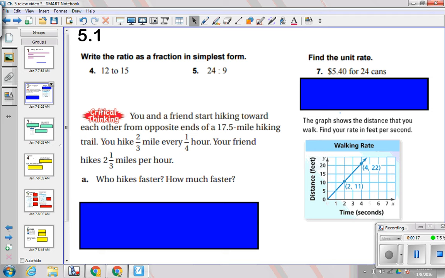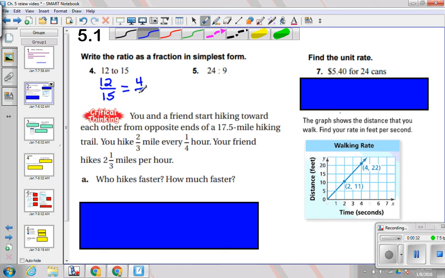Okay, so for 5.1, we learned about ratios and rates. For ratios, when it says to write it as a fraction, we write it with the first number on top as our numerator, and then we have to simplify fractions. So this would be 4/5. Same deal for the second one. We have 24/9 that simplifies to 8/3.